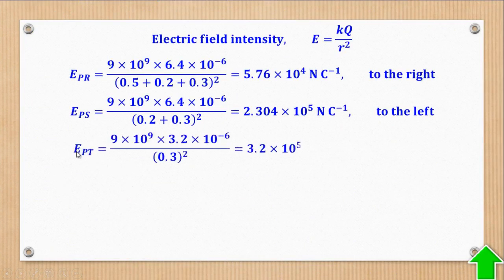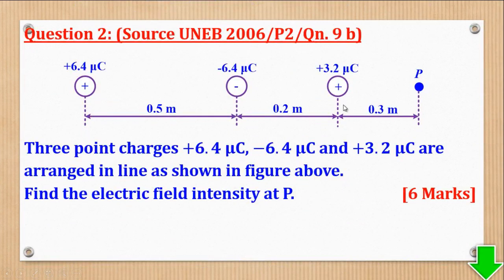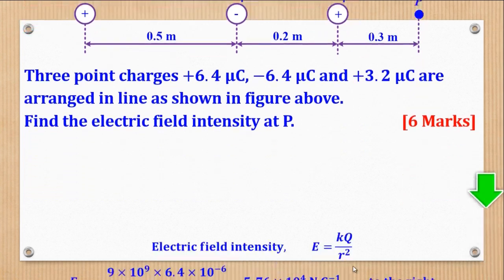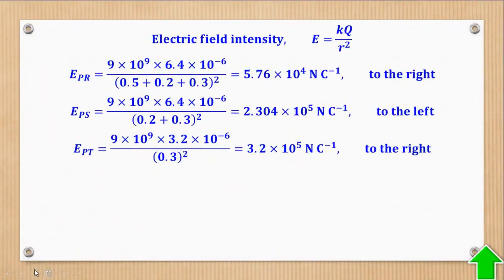Then next is electric field intensity at P due to charge at T. So this is 0.3, the separation is to the right. Why? Because if you look at this, this is positive and here there is positive 1, meaning there will be repulsion, which will take it this side. And the separation is 0.3. So that is why we are writing here to the right.